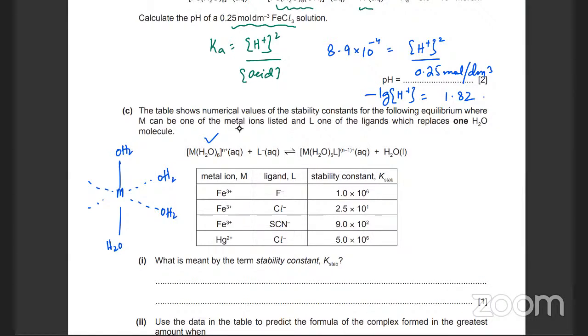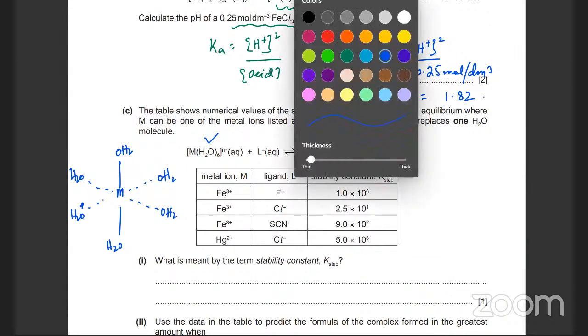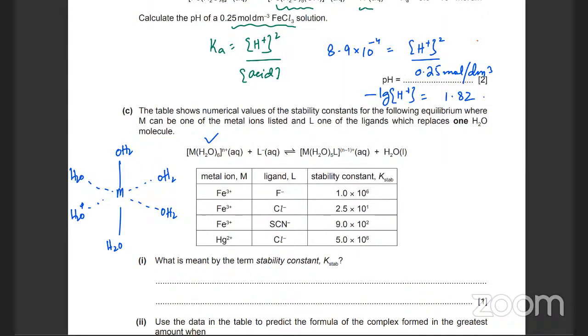And the metal ion has various charges. Fe is 3+, you've got another 3+, you've got Hg, which is mercury, which is 2+. Water is neutral. So what is happening is that one of the ligands comes in, only one of them, not more than one. Only one of them is coming in, and that one ligand is going to displace one of the water molecules. For example, this would be replaced by L minus 1.